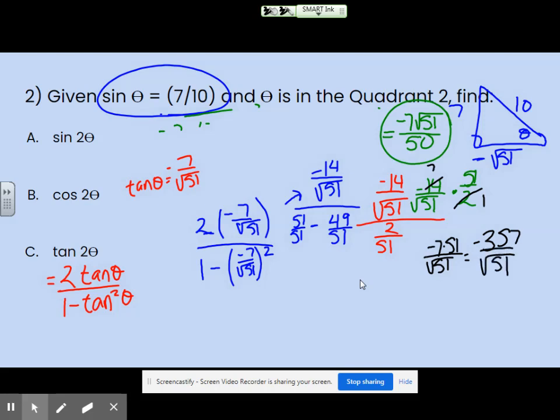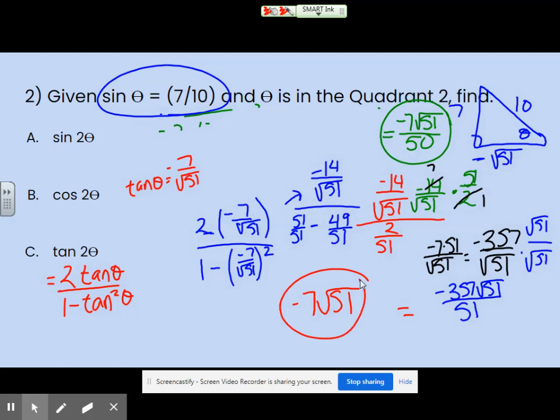But I'm not done yet, because I have a radical in the denominator, and I absolutely do not like that. We know from Mr. Poland's videos, as well as some of mine or in class, rationalizing the denominator, I multiply by my radical over my radical. So I would get negative 357 radical 51 over 51. And I will tell you that that negative 357 over 51 will reduce. So my absolute final answer is going to be negative 7 radical 51 for my tangent of 2 times my angle theta. All right, I'll give you just half a second to write that down, pause, catch up, etc.